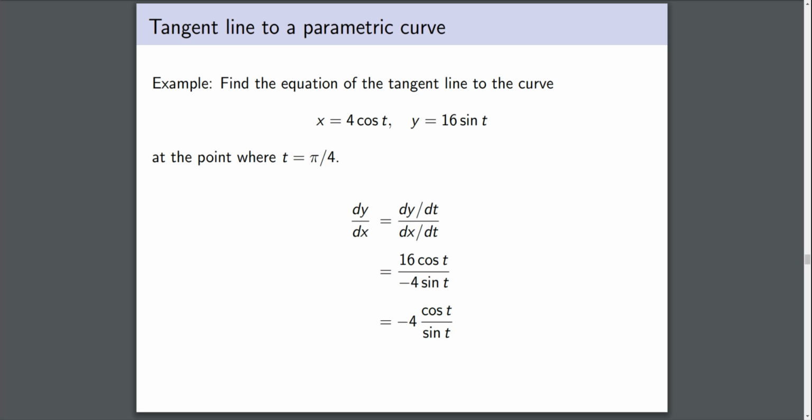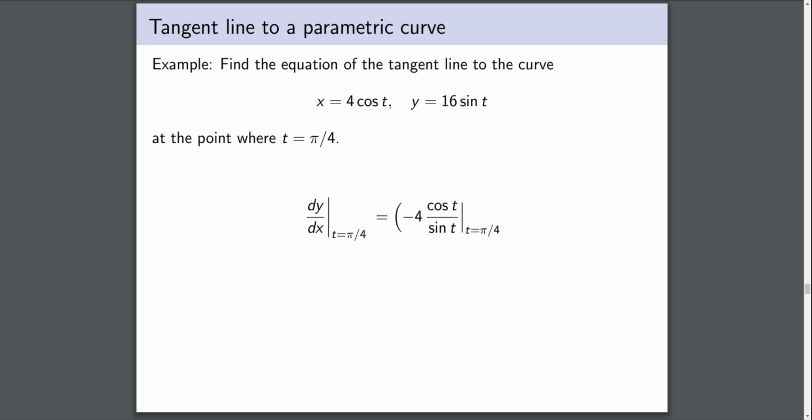The next thing I want to do is simplify this a little bit so I can cancel some common factors. And if you want, you can use a trig identity on that last expression. So this is the formula for dy/dx. And we want to find the value of this formula when t is equal to pi over 4.